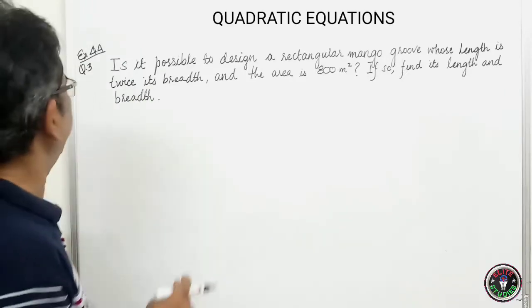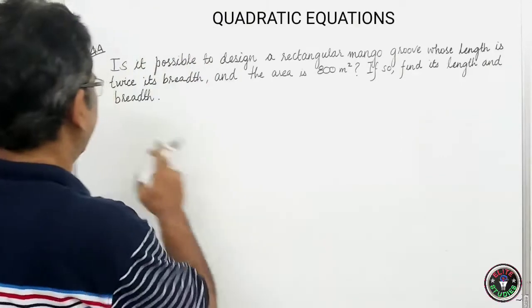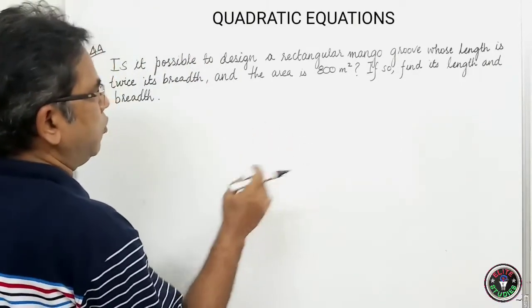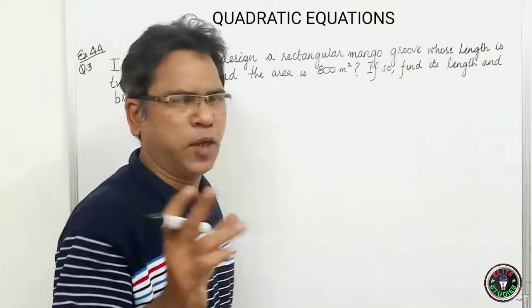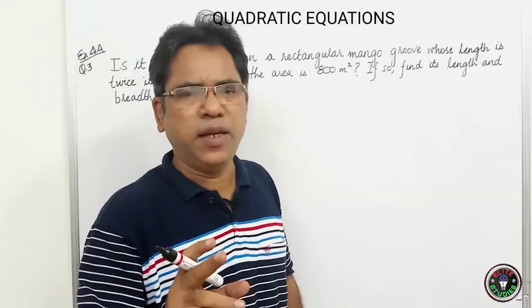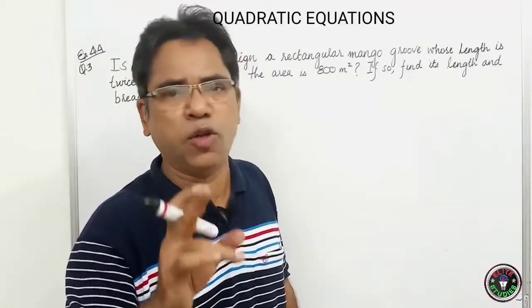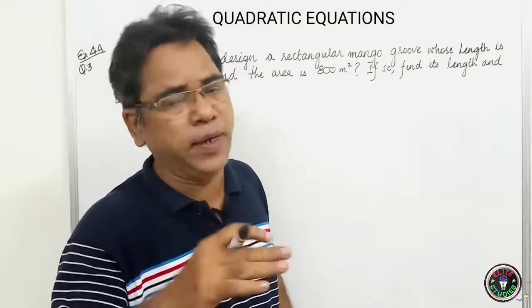Now let us do question number 3. Is it possible to design a rectangular mango grove whose length is twice its breadth and the area is 800 meters square? If so, find its length and breadth. So in such type of questions, we will frame the quadratic equation and we will see what is the value of b square minus 4ac. If b square minus 4ac comes out to be 0 or greater than 0, yes, it is possible. If it comes out to be negative, it is not possible.